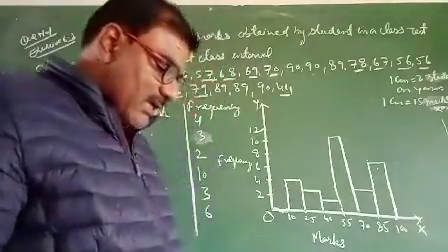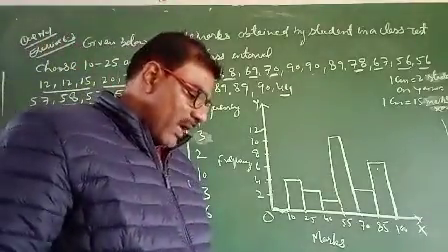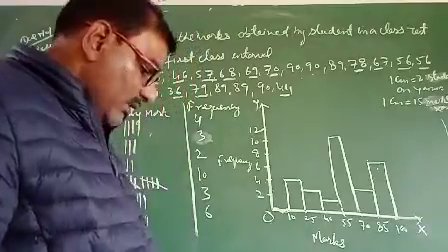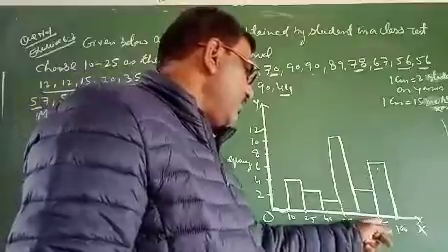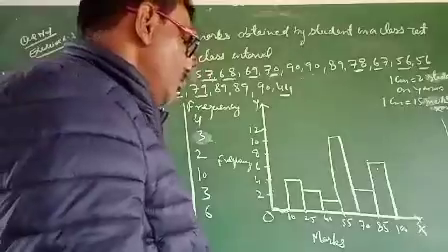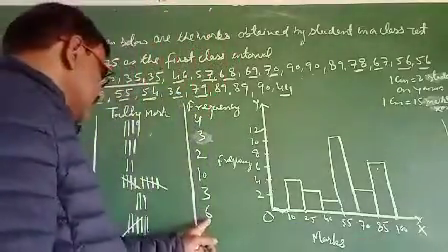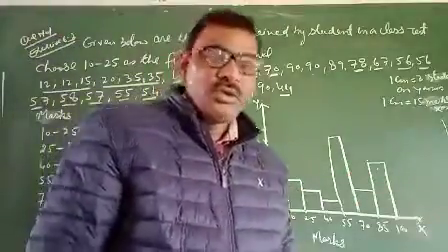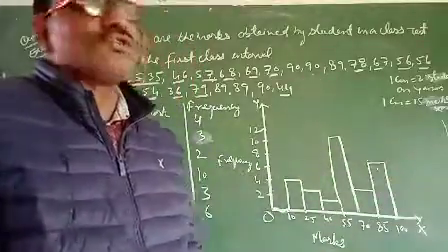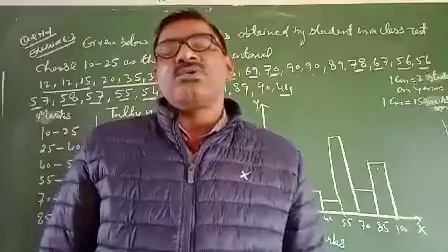Next question: if a student gets a prize on obtaining 85% or more marks, how many students qualify for the prize? You see that 85 to 100 marks were obtained by 6 students. So 6 students will get the prize. I hope that this histogram is clear to you and you can do all these types of questions.